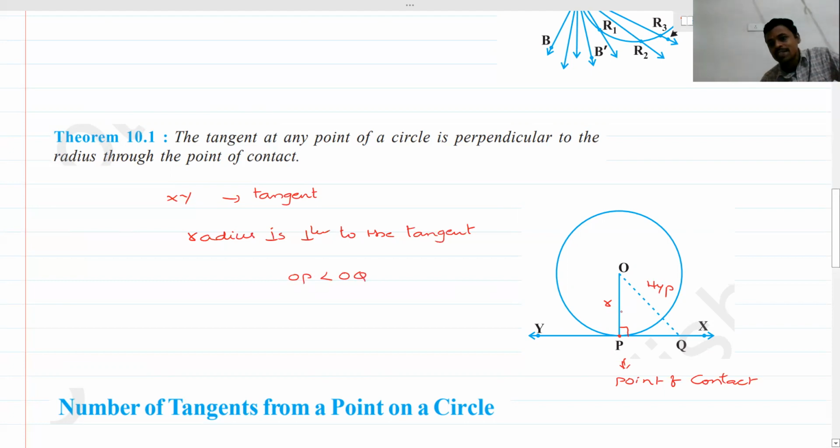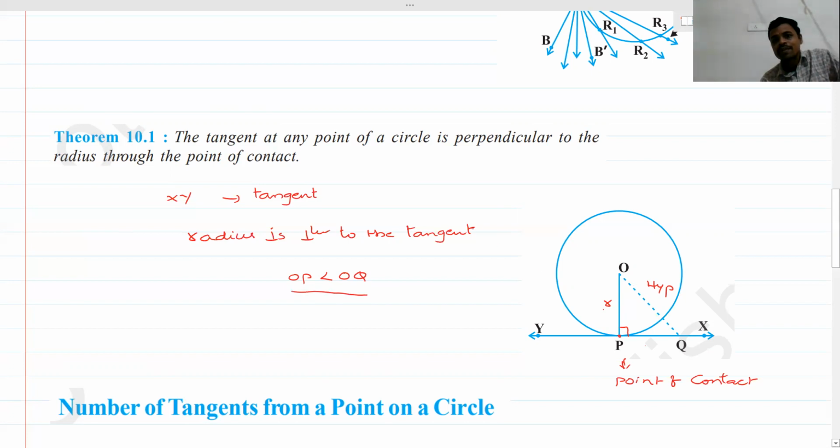Why? Because OP is a side only. This is the opposite side, this is the adjacent side, and this is the hypotenuse. If you consider the lengths of these three sides, the hypotenuse is always greater than the remaining two sides in a right angle triangle. Why? Because this is a right angle triangle, so this is 90 degrees and this will be the hypotenuse. So OP is less than OQ.